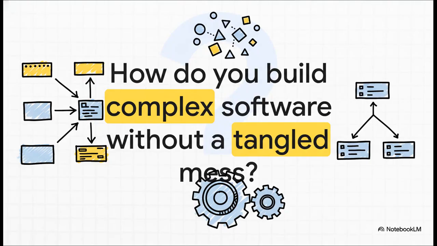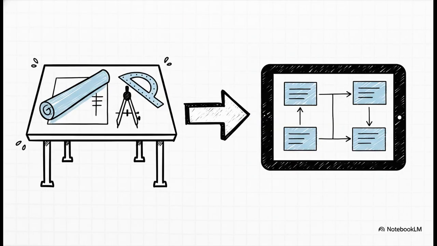And that, right there, is the million-dollar question, isn't it? When your project has dozens, maybe even hundreds of different parts, all interacting, how on earth do you keep it from turning into a complete tangled mess? You know, that spaghetti code we all dread? The answer is surprisingly simple, and it's the same one our architect would give us. You start with a blueprint.